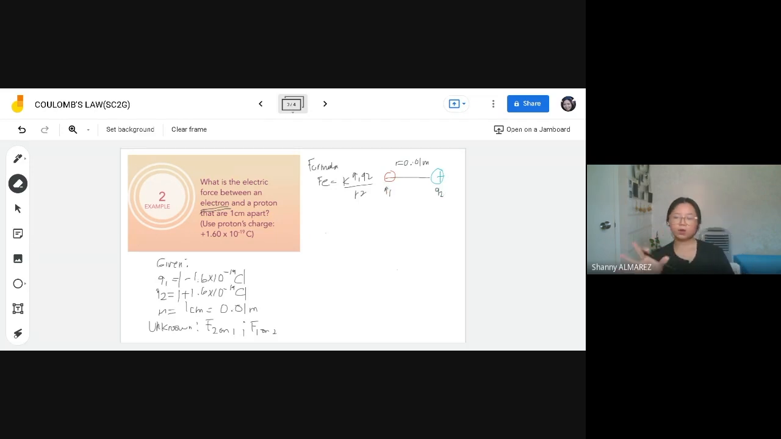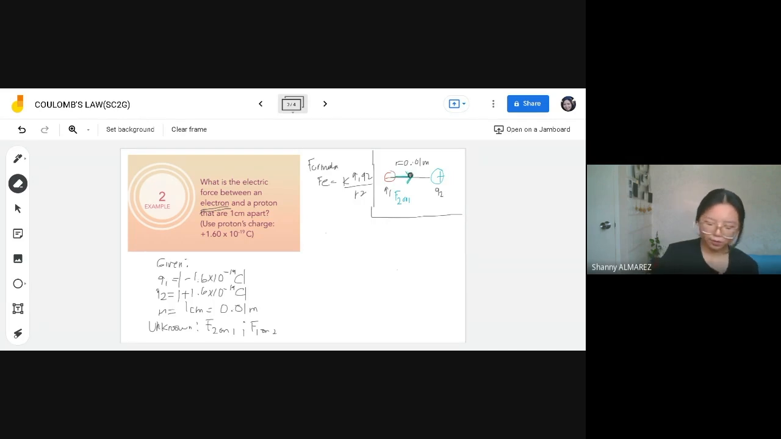Ano na yung kind of force na nag-exist between these two? Since they are opposite, right? Iba na yung kanilang charges, that there will be an attractive force. So ang effect ngayon ni charge 2 kay charge 1 ay papunta sa ang direction dapat. It will be the effect of charge F2 on 1, it is directed to the right. Very good.